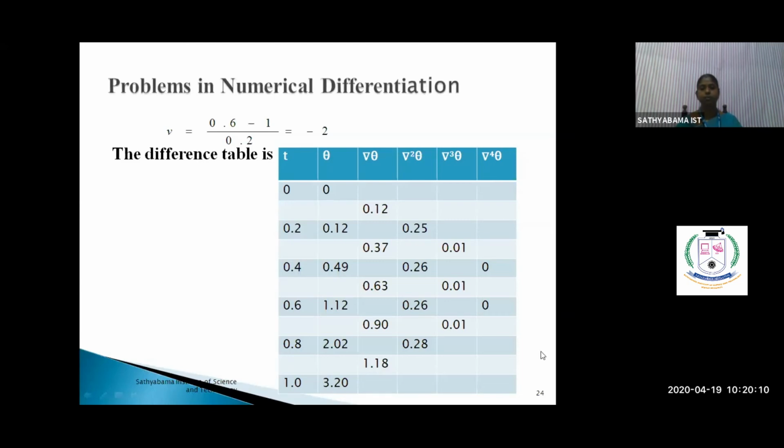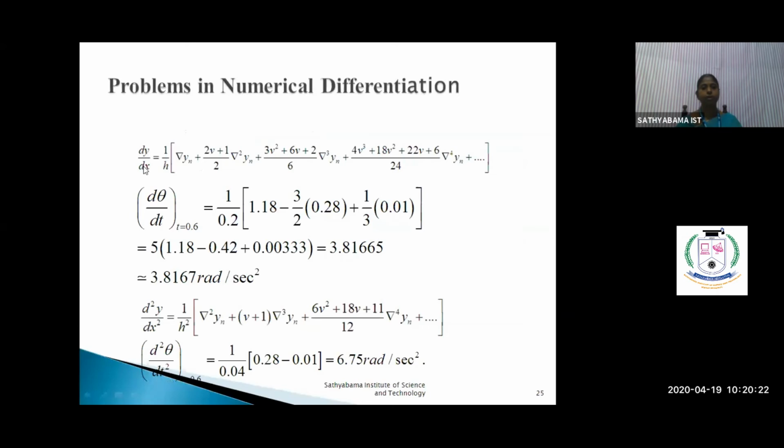It is 0.12 minus 0, 0.49 minus 0.12. Like this, we found all the data here. So del power 4 becomes 0. Now you see, dy by dx at t equal to 0.6 is not exactly at xn. It is near the end. So this formula only I should use. So what is my v here? v is minus 2. So that I have to use.